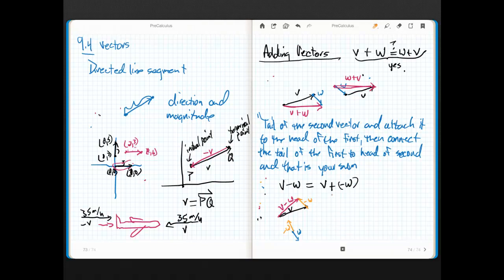That's pretty awesome, isn't it? That's very powerful, and you're going to get tons of practice at adding and subtracting these vectors. Okay? Now, let's talk a little bit about properties of vectors.